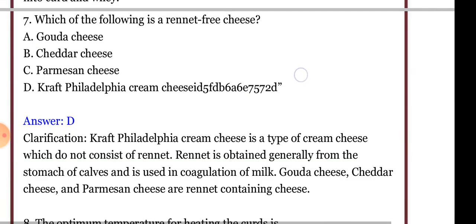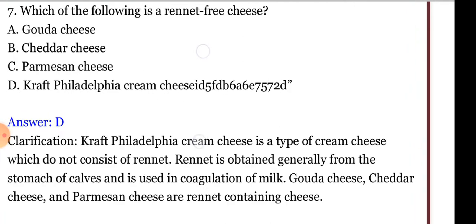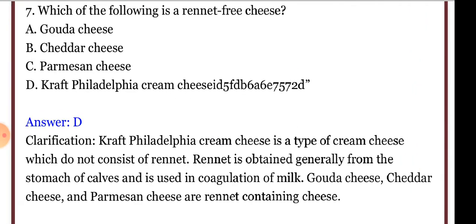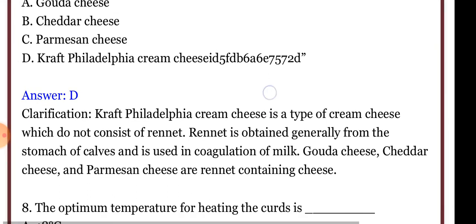Which of the following is a rennet free cheese? Kraft Philadelphia cream cheese. Rennet is used in the formation of cheese, but there is a type of cheese which is rennet free, that is the Kraft Philadelphia cream cheese. It is a type of cream cheese which does not consist of rennet. Rennet is obtained generally from the stomach of calves and is used in coagulation of milk. Gouda cheese, cheddar cheese and Parmesan cheese are rennet containing cheese.